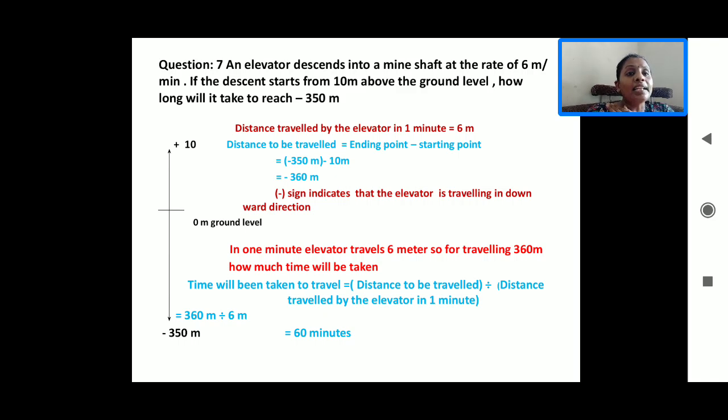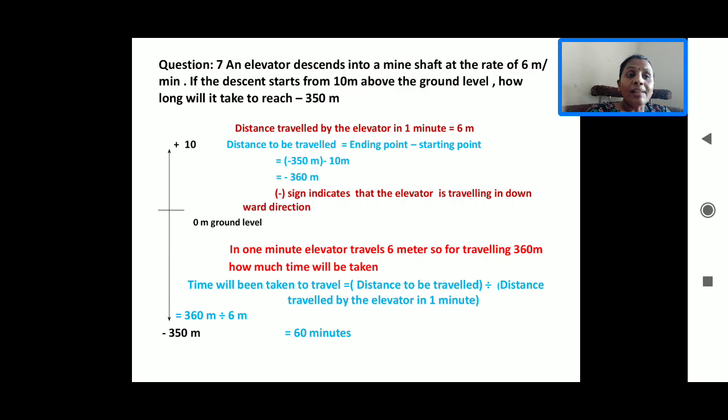Distance travelled by the elevator in 1 minute is equal to 6 meters. That means the elevator can travel 6 meters in 1 minute. Distance to be travelled: how much does the elevator have to travel? We have to start from plus 10 meters and reach minus 350 meters. So how can we find out? Ending point minus starting point. What is our ending point? Minus 350 meters, minus 10 meters. So our answer will be minus 360 meters.